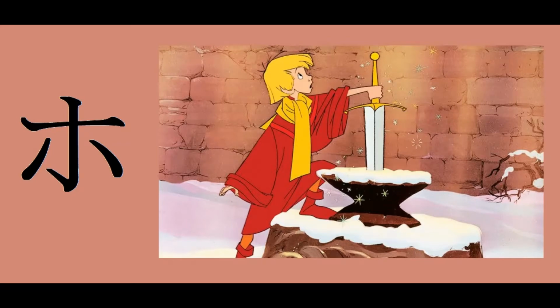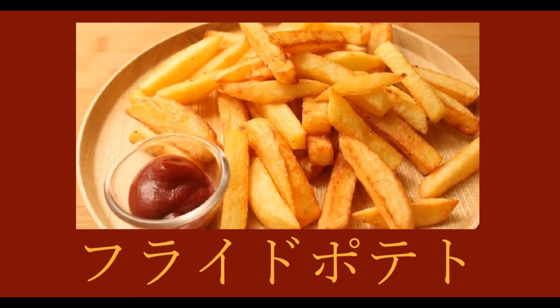Here we can see Arthur holding the holy sword in the stone. This kana is ho. Some words in katakana can be really long because they combine multiple words, like the following. French fries.